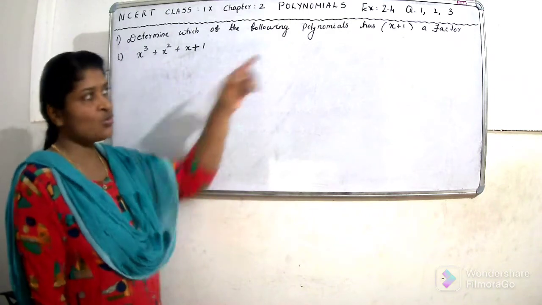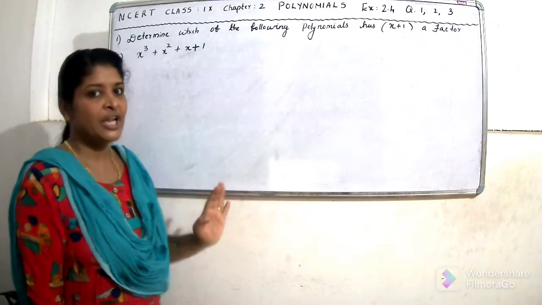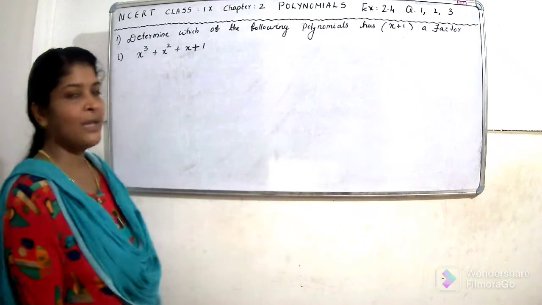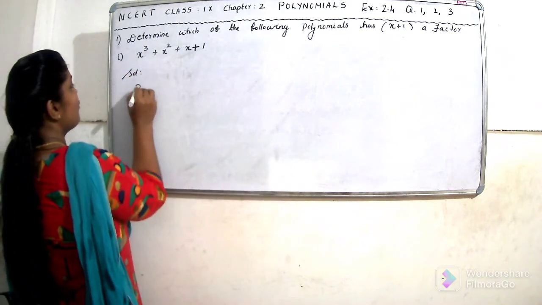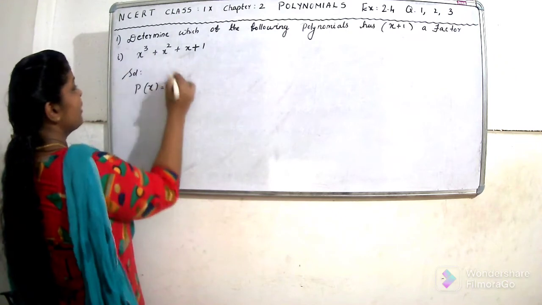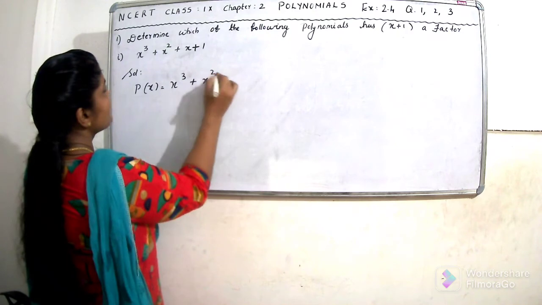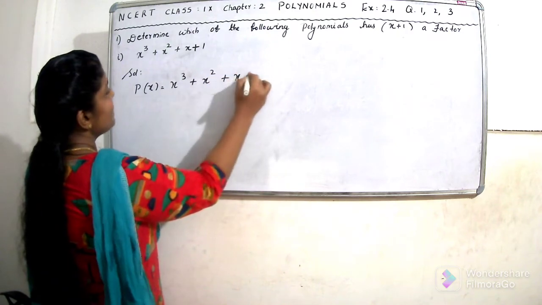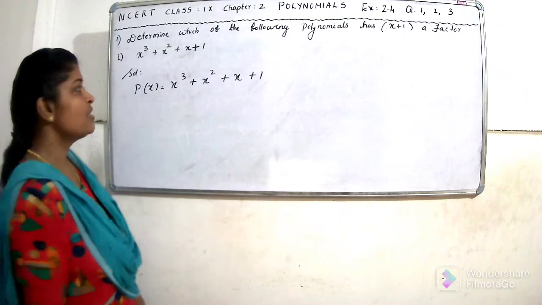If it is 0, then x plus 1 is a factor. If it is not 0, then it is not a factor. That is the way we are doing it. So this is the application. Here we are starting the solution. P of x, the question we are writing. The question is x cube plus x square plus x plus 1. So this is the question.